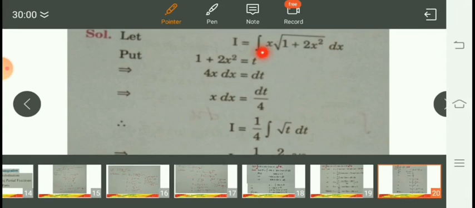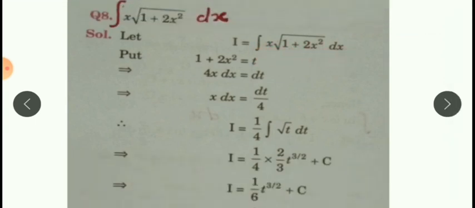Once again we have to change the question into integrable form. For this purpose, let 1 plus 2x square be equal to t. In this expression we have to select t so that the question becomes integrable. That's why we put 1 plus 2x square equal to t. Its differentiation is 4x dx is equal to dt. Now x dx is equal to dt upon 4.